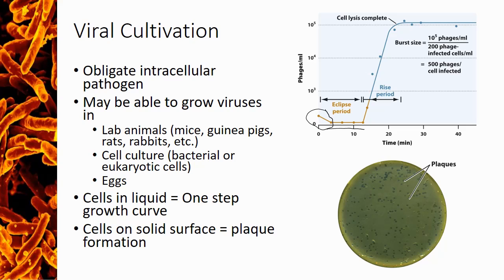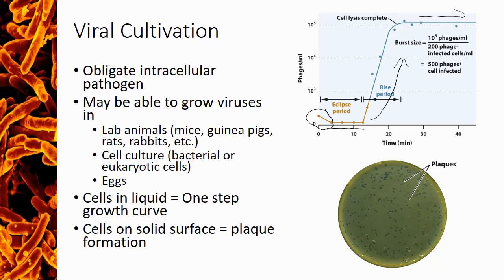After lysis of the original infected cells, the viral replication repeats itself as more and more cells become infected, and we see a rapid rise in the number of viral particles, called the rise period. Eventually, the number of particles is going to plateau and stop increasing because you've run out of cells to infect. All of the cells are now dead, and you no longer have any host cells for the virus used to replicate.